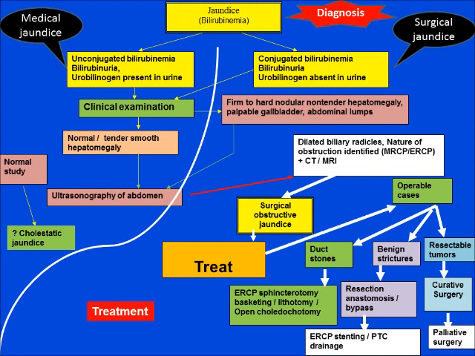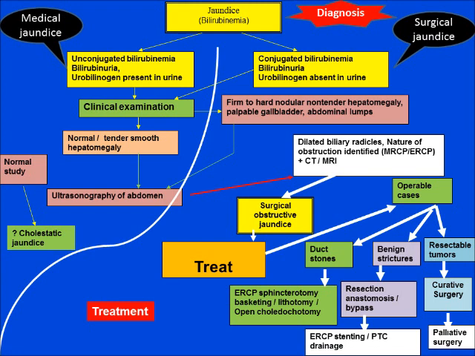If the liver is enlarged or normal, then it is a medical jaundice. In medical jaundice, the liver enlargement is mildly tender and smooth, whereas in surgical jaundice, the liver may be firm to hard, nodular, non-tender, and the gallbladder may be palpable, associated with abdominal lumps.